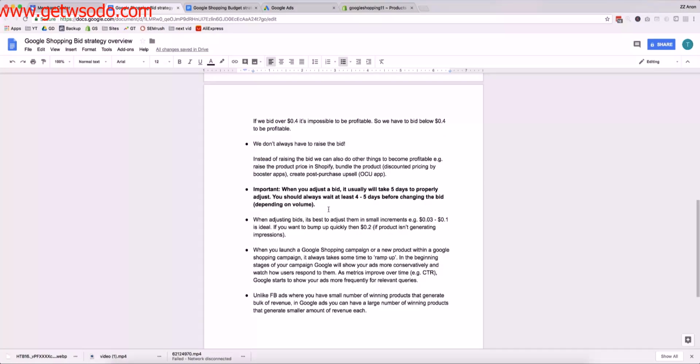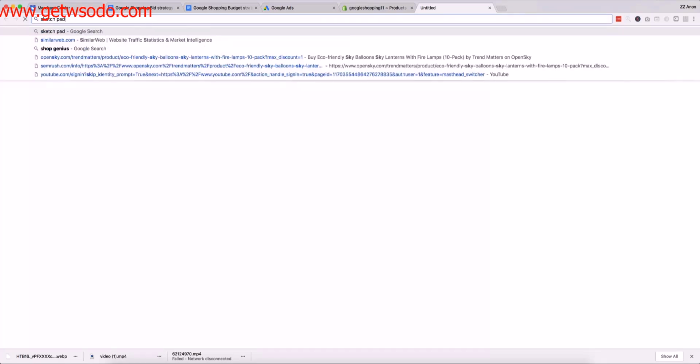An important thing to know is that whenever you make a bid adjustment, it usually takes about 5 days to properly adjust. You should always wait at least 4 to 5 days before changing the bid again. Say you make a bid increase, like you increase the bid by 3 cents. You want to not touch it again for 4 or 5 days, because what happens is this.